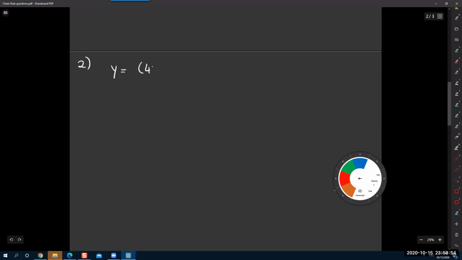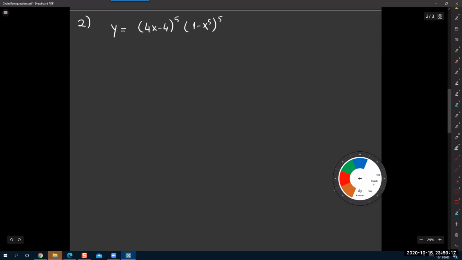All right, another question is y equals 4x minus 4 to the 5th power times 1 minus x to the 5th power. So thanks again for asking that question. Again, the big picture is what? The product rule. And when you take the product rule, you have a chain rule inside. So shall we do the same strategy? The first one is 4x minus 4 to the 5th power.